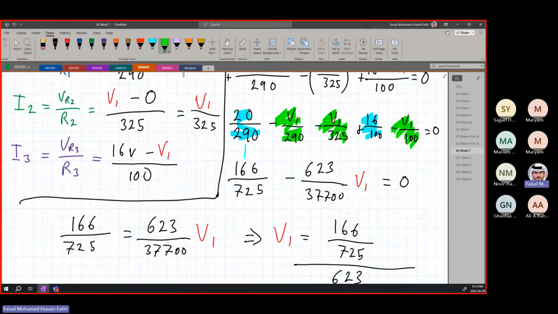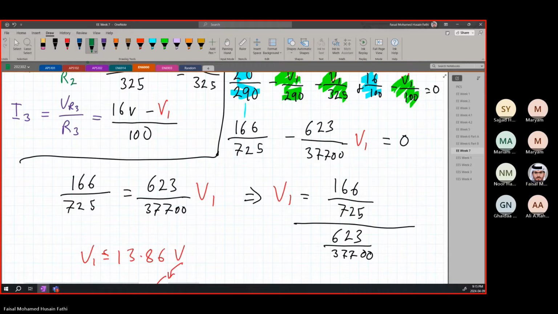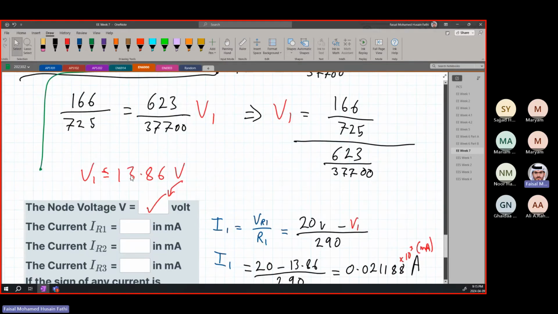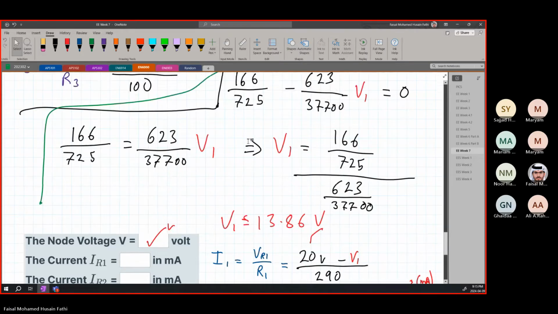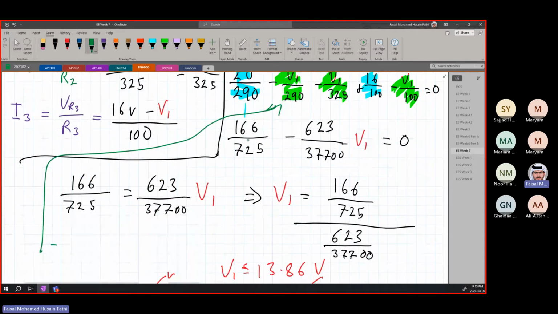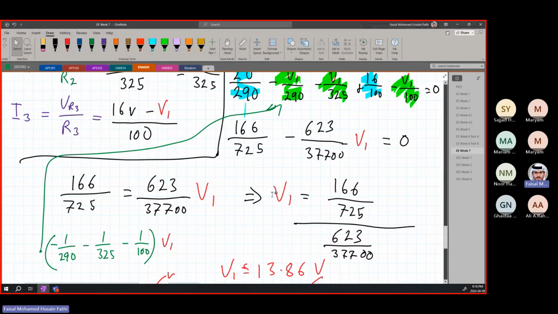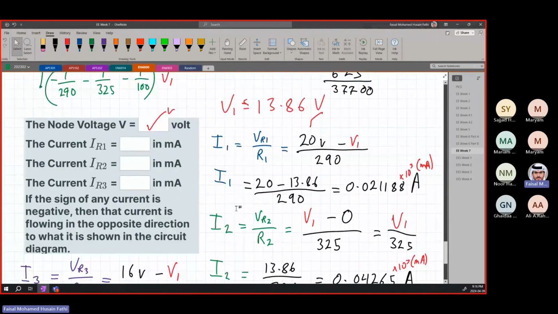Double check your calculation. Just to clarify, looking at it again, let me draw a line. What I did here was move this to the other side: minus 1 over 290 minus 1 over 325 minus 1 over 100. This is all I did, and this will all be times V1, obviously. That's it. This is Nodal and we are done.